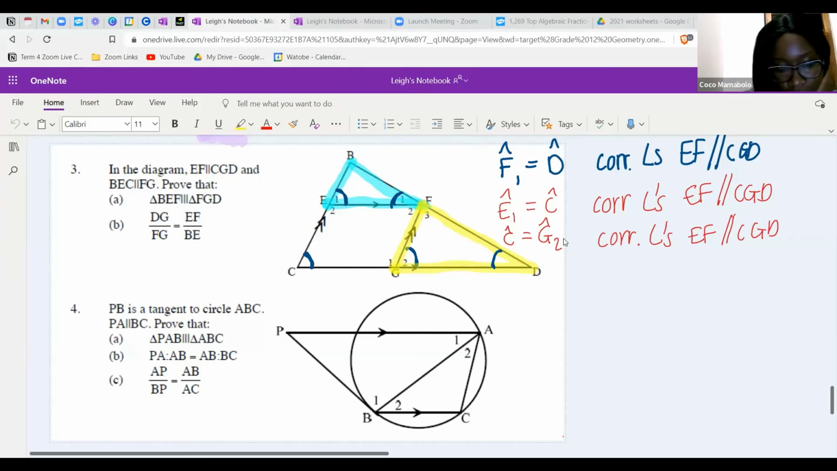And then C equals G2, that's because, oh, sorry, Coco, in your third line, you just noted parallel lines. No, I did not just because BC is parallel to FG. Yeah, if you can just change that. Thank you. Yes, that should be. Sorry, ma'am, I just wanted to ask. Yes.